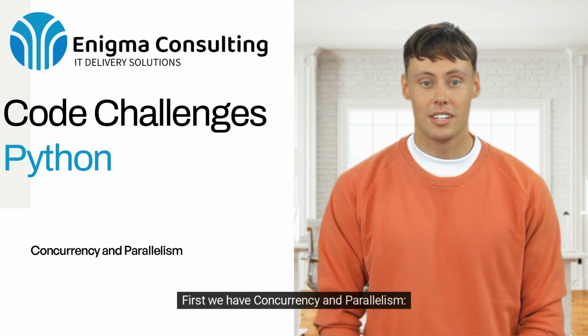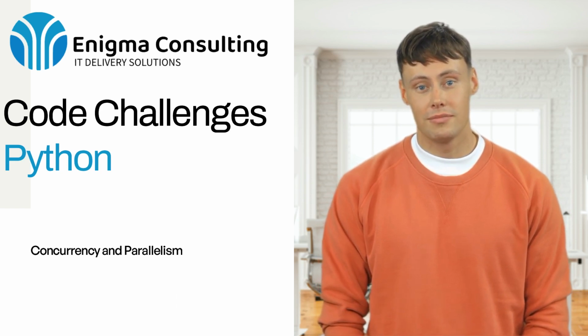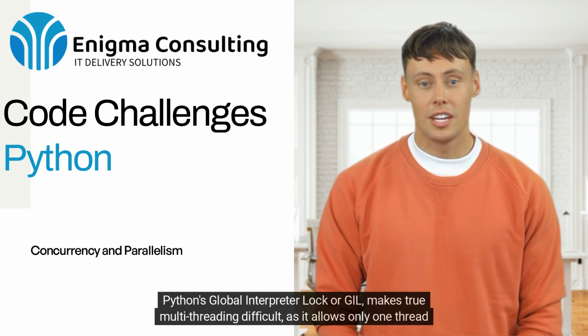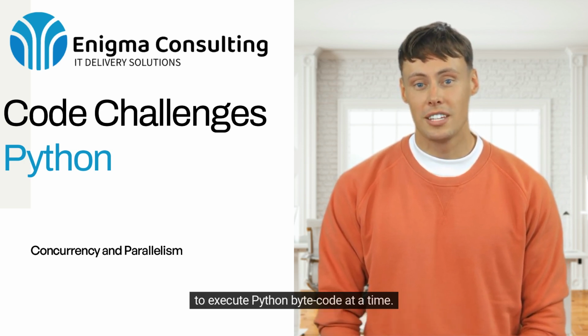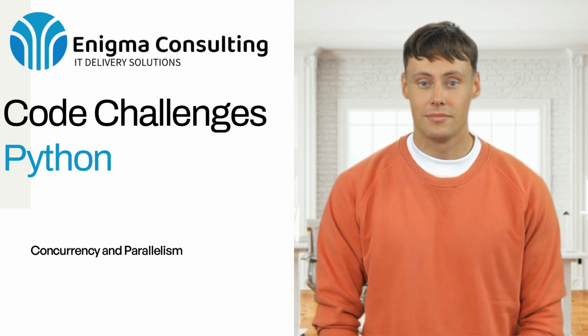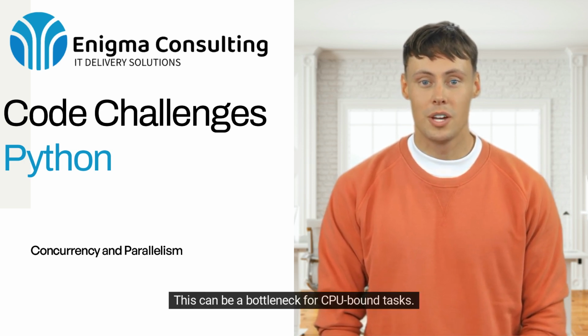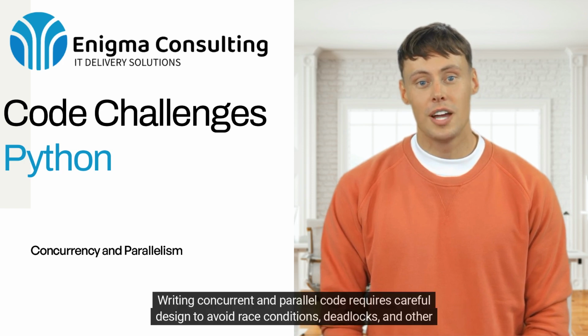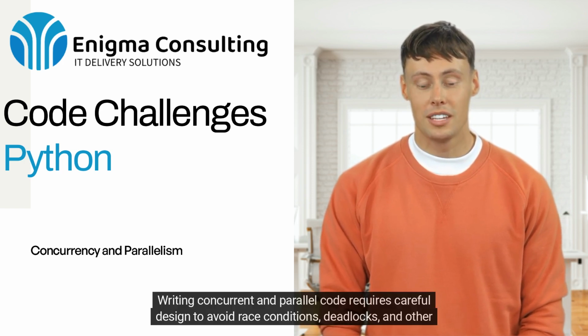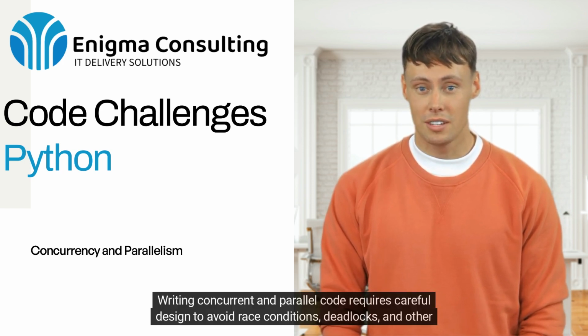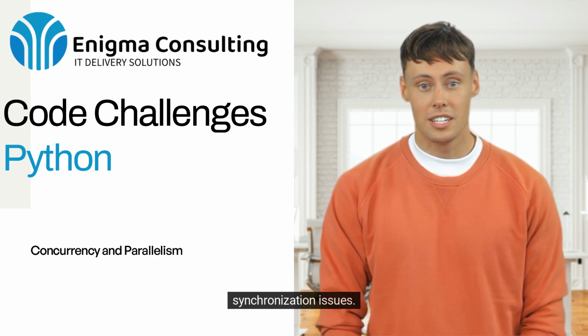First we have concurrency and parallelism. Python's Global Interpreter Lock or GIL makes true multi-threading difficult, as it allows only one thread to execute Python bytecode at a time. This can be a bottleneck for CPU-bound tasks. Writing concurrent and parallel code requires careful design to avoid race conditions, deadlocks, and other synchronization issues.